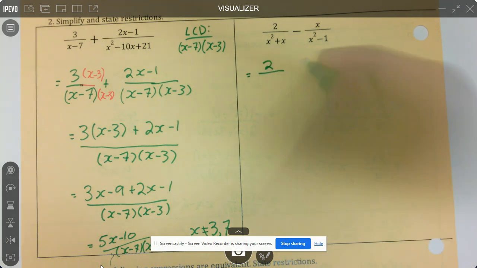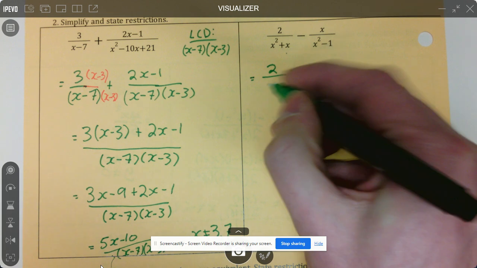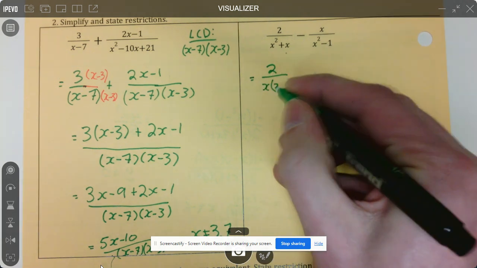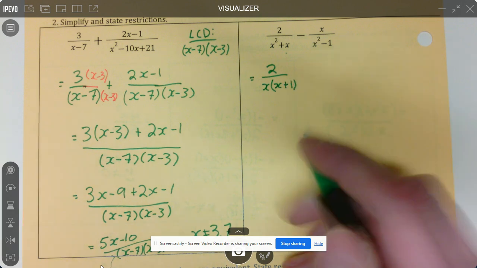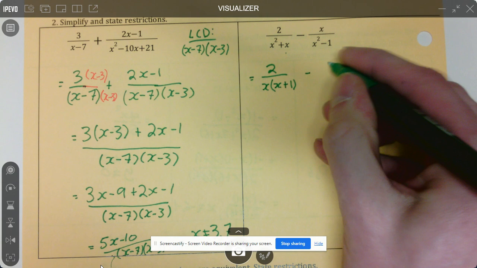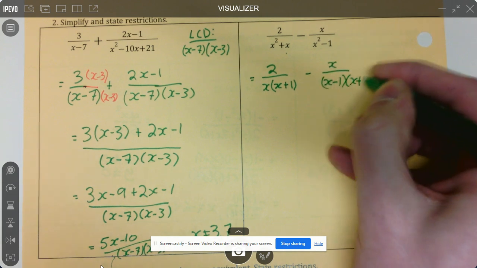Again, we want to factor as best we can top and bottom. This is not a trinomial. It's not a difference of squares, but there is a common factor. They share an x. And when I divide both terms by x, I'm left with x plus 1. x divided by x would be +1. In the second denominator, I just have a difference of squares, so I have x minus 1, x plus 1.